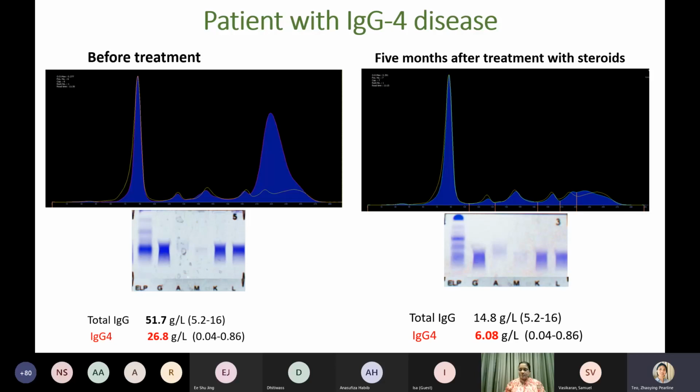So the first one, I'll just go through the questions as they appear in the chat. The first one was, can you please define lot-to-lot verification? I think you mentioned lot-to-lot variability in some of the free light chain assays. So how would you verify a new lot?